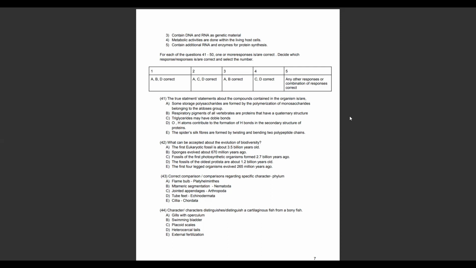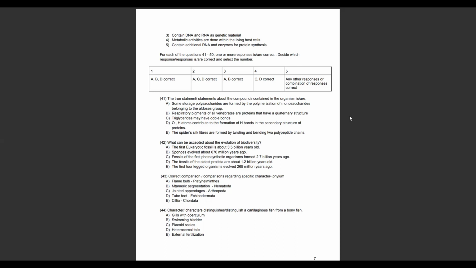So you will get marks for this one. The answer should be the second answer, which can be accepted, about the evolution of biodiversity. The first eukaryotic fossil or organism is above 3.5 billion years old? No, it is 1.8 billion years. So it is incorrect.